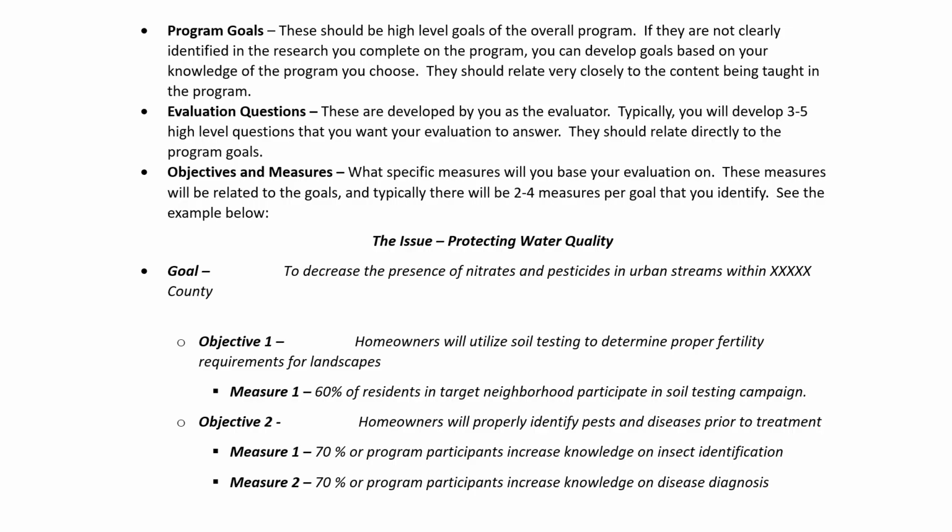So, you begin by identifying what the goals are of the program. So in this case, we're saying that the high level goal of the overall program is to decrease the presence of nitrates and pesticides in urban streams within whatever county, right? So that would be the goal. Within each of those goals, there's objectives and there's measures. So, a couple of objectives and a couple of measures possibly under each of those objectives that all tie back to that goal.